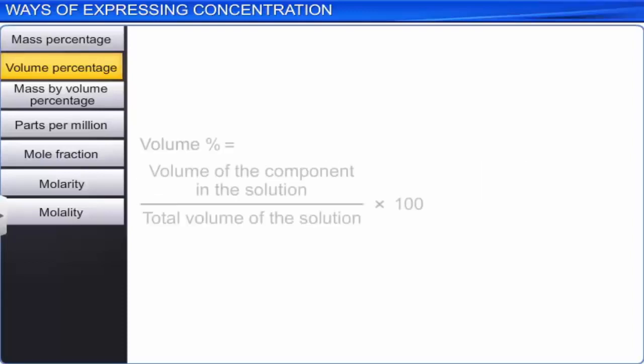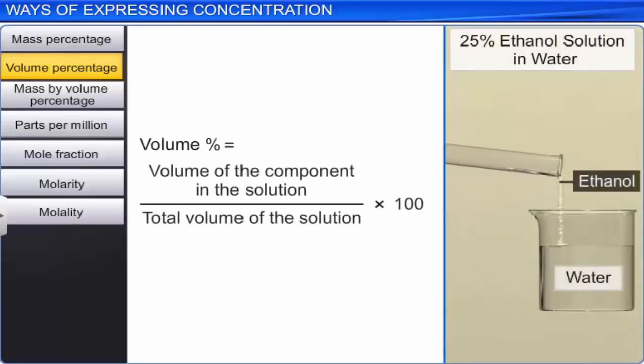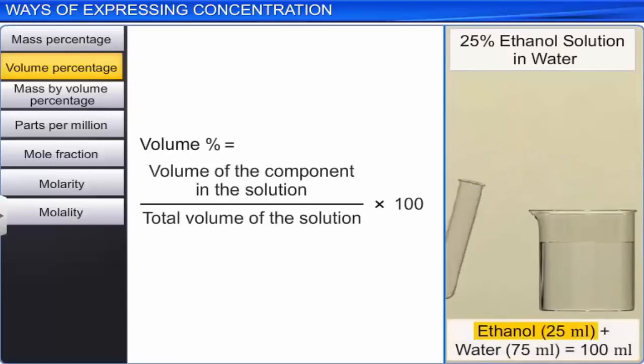For example, a 25% ethanol solution in water means 25 milliliters of ethanol is dissolved in 75 milliliters of water, such that the total volume of the solution is 100 ml.